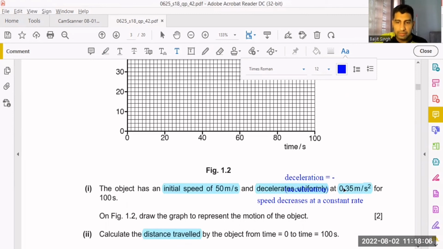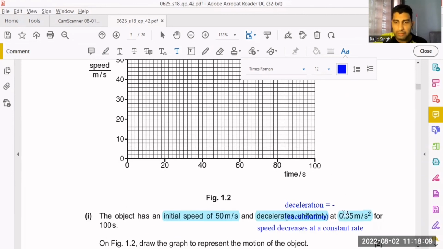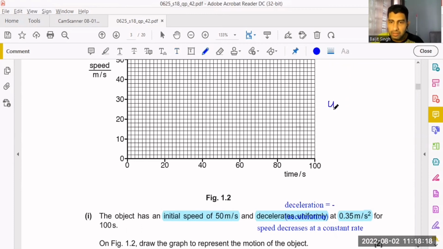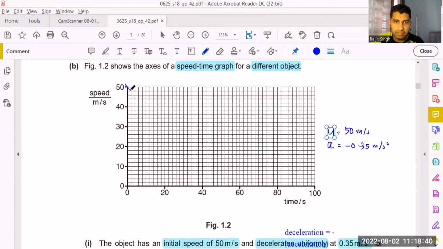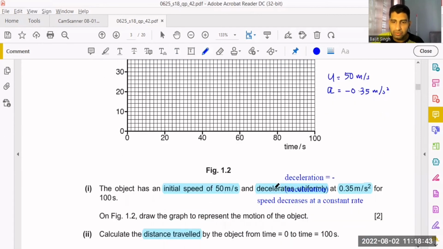Okay, so you know the deceleration is negative 0.35 meters per second squared. You know the initial speed. Okay, so what is the information that we have? The initial speed we have is 50 meters per second. We have the deceleration, negative 0.35 meters per second squared. The initial speed is 50 and it decelerates uniformly for 100 seconds. So that means it starts from 50 and decelerates all the way uniformly for 100 seconds. So we know the time itself, which is 100 seconds.